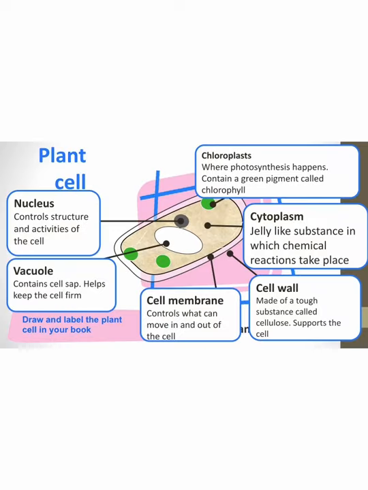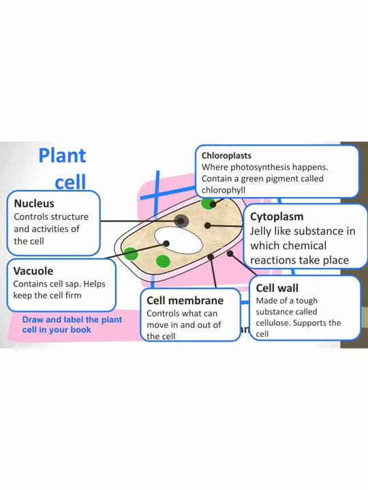Okay, so from the video you should have seen these main components that are in a plant cell. Just like an animal cell, it does contain a nucleus which controls activities in the cell, as we've said. It also contains a cell membrane, just like an animal cell, which controls what moves in and out of the cell. Cytoplasm as well, which is a jelly-like substance where chemical reactions take place.